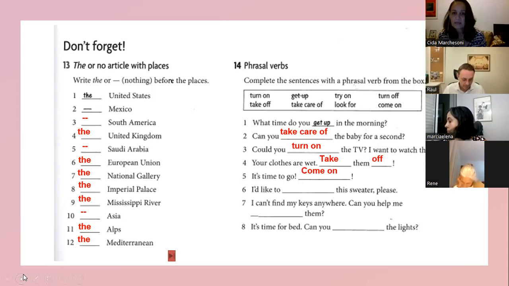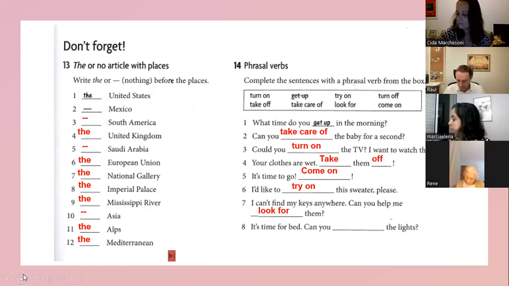Sida, number 6. I'd like to try on this sweater, please. Good. Very good. Henny, number 7. I can't find my keys anywhere. Can you help me look for them? Very good. That's right. Look for them. And Marcia? Time for bed. Can you turn off the lights? Perfect. That's right. Any questions with any sentence here that is a little bit confusing?